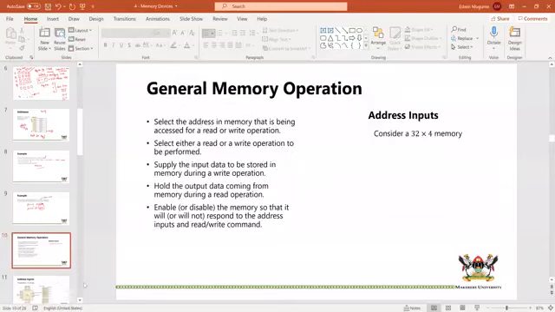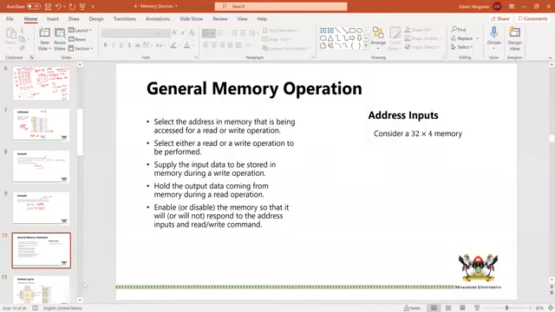Now let us look at this example. So the general memory operation is something that we have already looked at. You must provide the address. That address is used to identify the specific place in memory where you want to perform your operation. Then you give the command to either read or write.